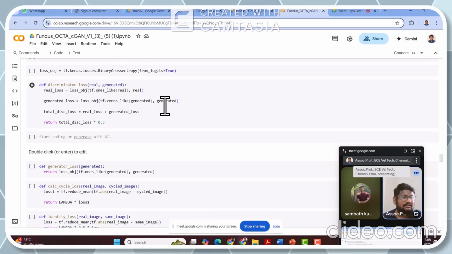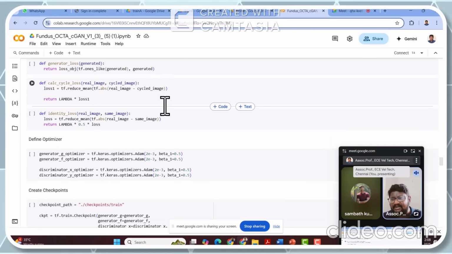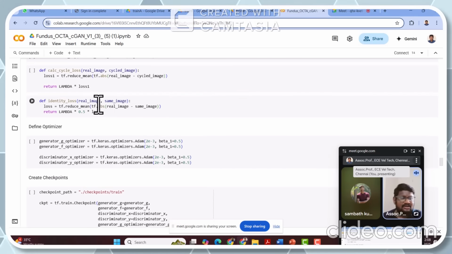After which we have some identity loss also. What is this identity loss? It is nothing but how the synthesized image resembles the original image. Likewise, we make some computation and take the mean of the difference between the original image and the synthesized image when training the model.